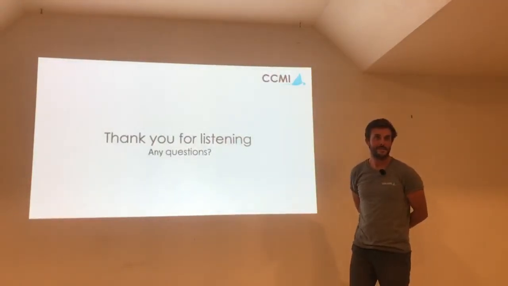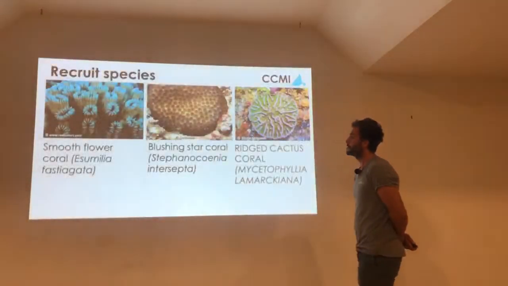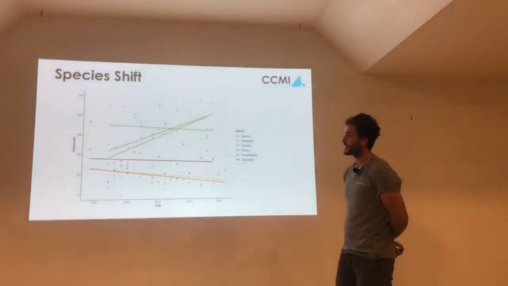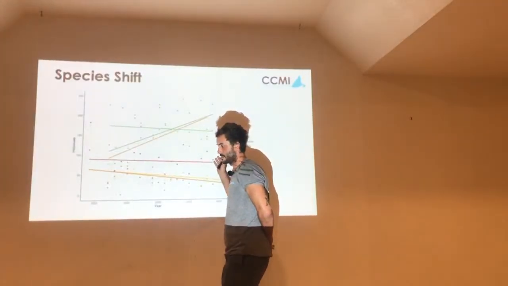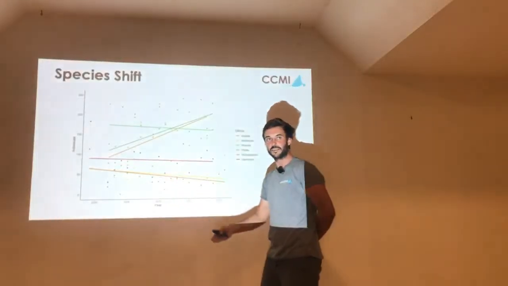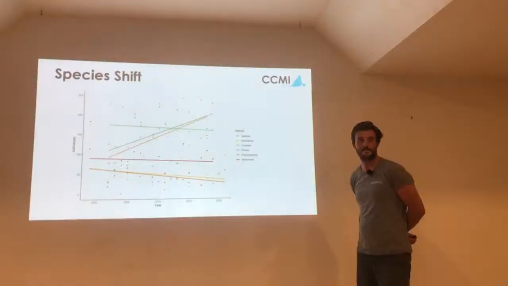I have just a purely data question. So the increase in the genus Porites, does that include the branching species or just asteroides? Yeah, that's branching species as well. So this is Porites asteroides, Porites furcata, yeah, that one as well. But yeah, all the Porites are in that.